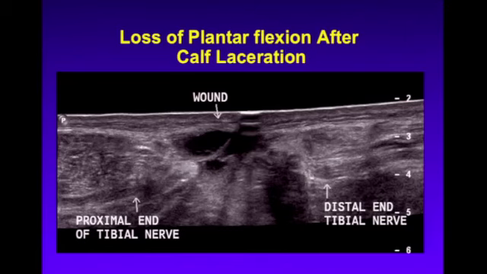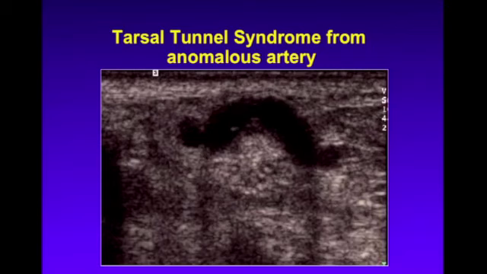Now, when the tibial nerve is symptomatic within the ankle, it gives rise to so-called tarsal tunnel syndrome. And tarsal tunnel syndrome is unlike carpal tunnel syndrome in that we rarely see the nerve compressed under a ligament like in carpal tunnel syndrome. Most commonly, if we see something in tarsal tunnel syndrome, it's usually an adjacent vessel or ganglion or other kind of mass or tendon problem that is causing it.